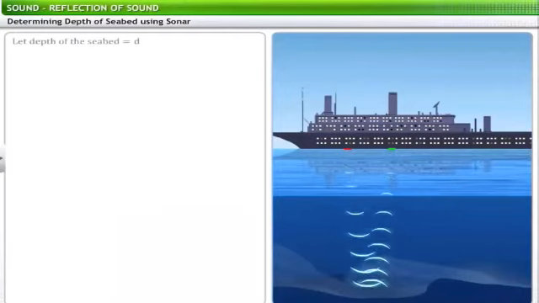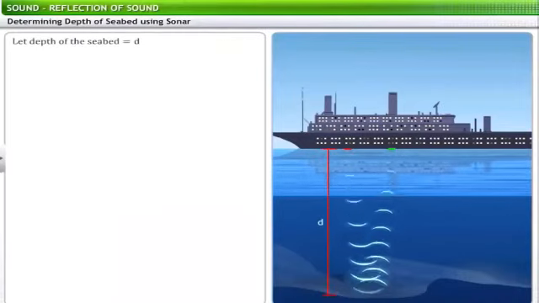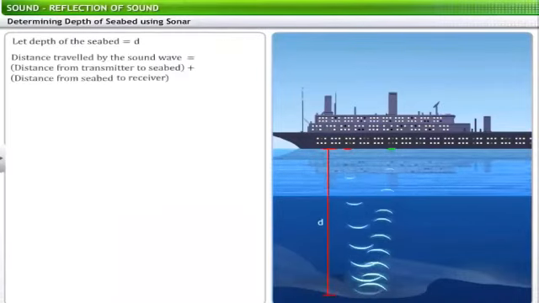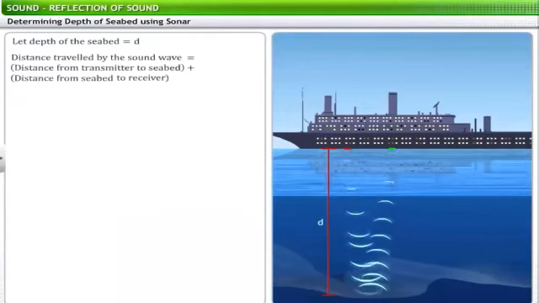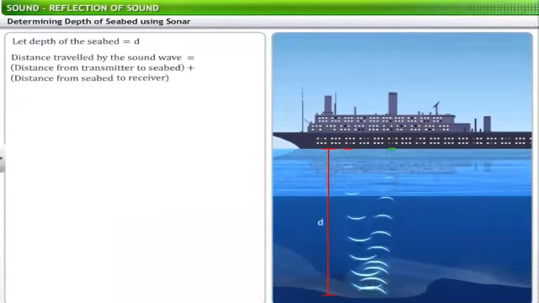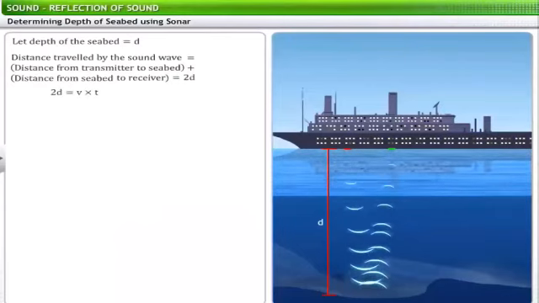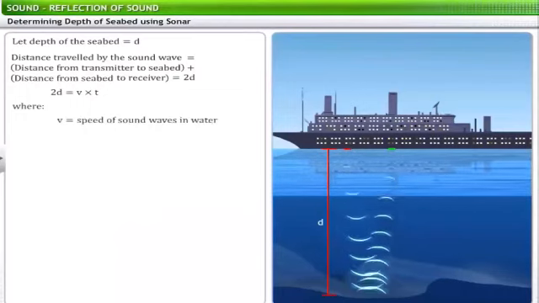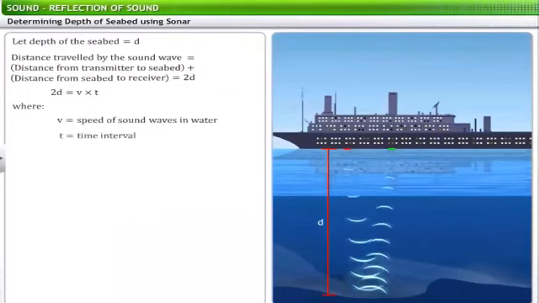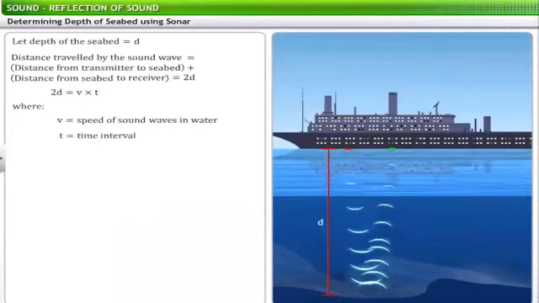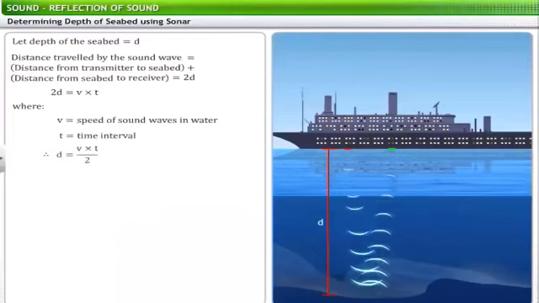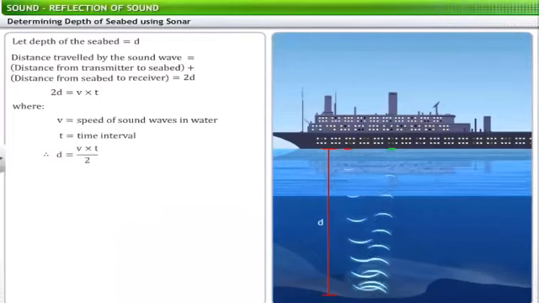Let the distance from the ship to the seabed be d. The sound wave sent to the seabed has to travel twice the distance from the ship to the seabed. That is, from the transmitter to the seabed and back to the receiver. Twice the distance d is equal to the product of the speed of the sound wave in water, v, and the time interval between emission and reception of the ultrasound. Thus, the depth of the seabed is equal to half the product of the speed of the sound and the time interval.